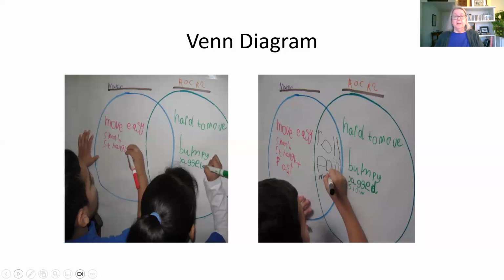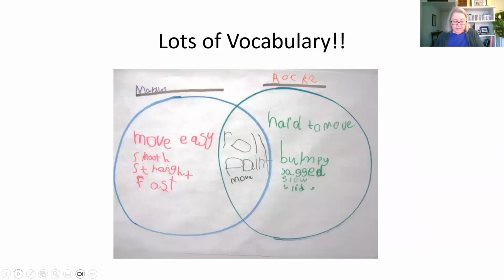Then, and I was really impressed with this, this teacher had the kids do Venn diagrams. Again, they're 4-year-olds, and this was in the spring. They really thought about the differences, and this wasn't their first time using Venn diagrams, so what was the difference between a marble and a rock? And here's what they said: the marbles move easy, they're smooth, they're straight, they're fast. The rocks are hard to move, bumpy, jagged, but they all roll, they all had paint, and they all moved. So again, think about the language that's involved and the sharing that's involved in sharing their observations.